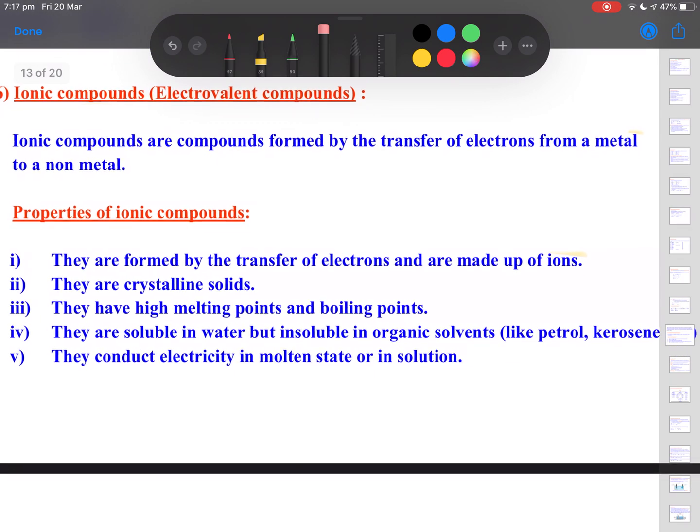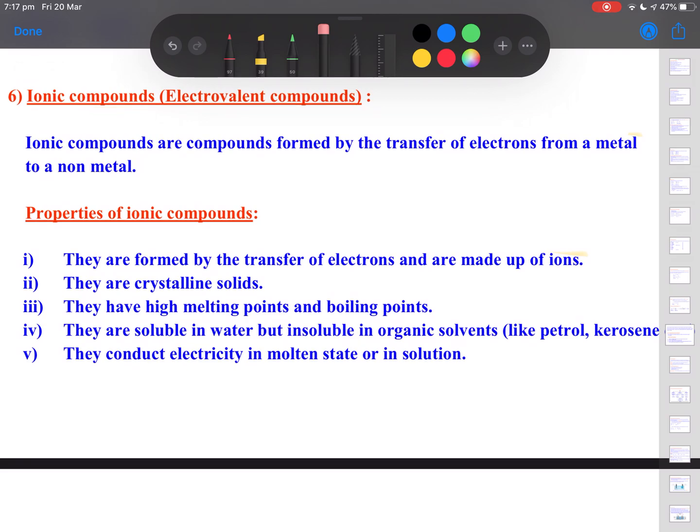Okay. So, we'll continue with chapter 3, that's metals and nonmetals. Let us go ahead with ionic compounds. In the previous video, we already understood how ionic compounds are basically formed. Ionic compounds are the compounds which are formed by the transfer of electrons from a metal to a non-metal.